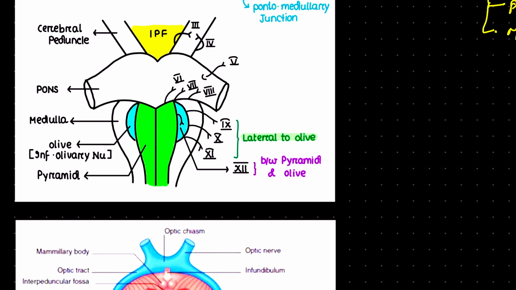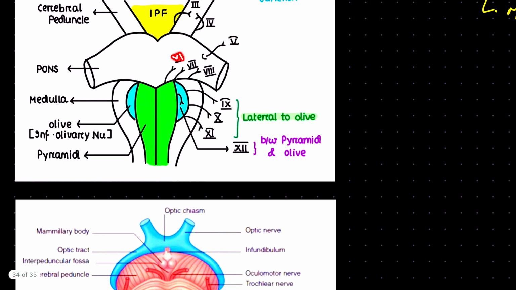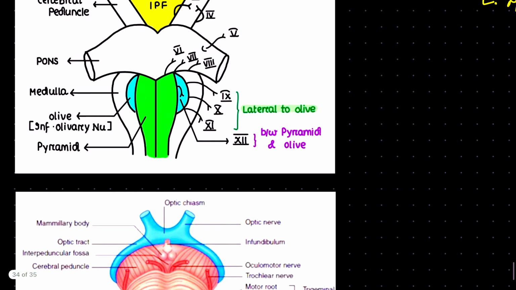Now what about our sixth, seventh, and eighth cranial nerves? These originate from the pontomedullary junction. This is our pontomedullary junction: the upper part is our pons, and below it is our medulla oblongata. So they arise from the pontomedullary junction. In detail we will talk about them later on.